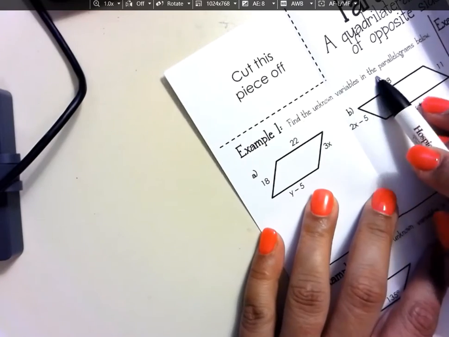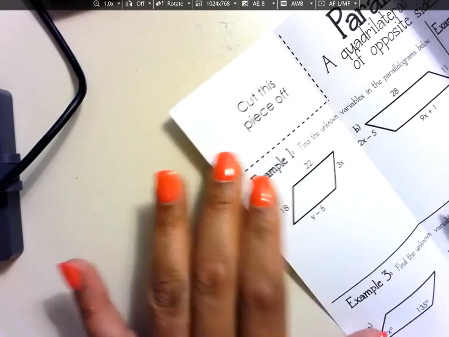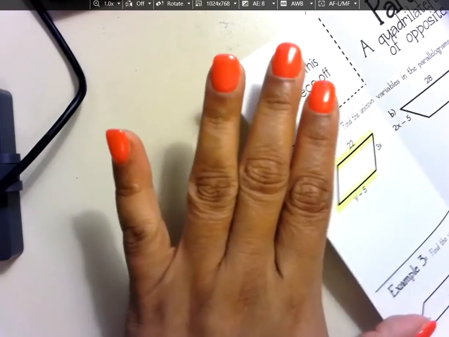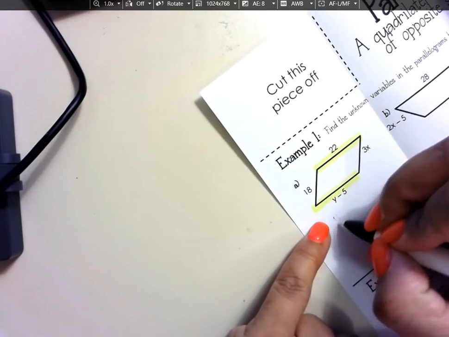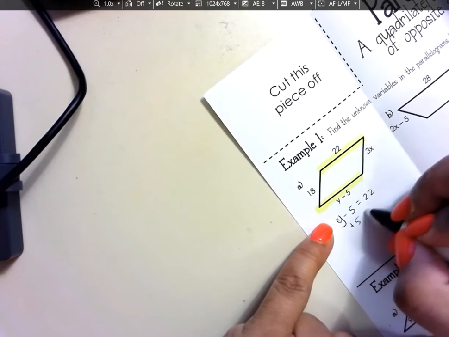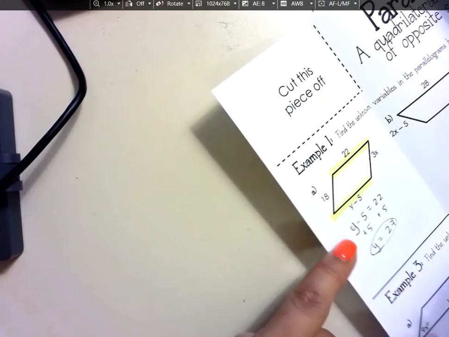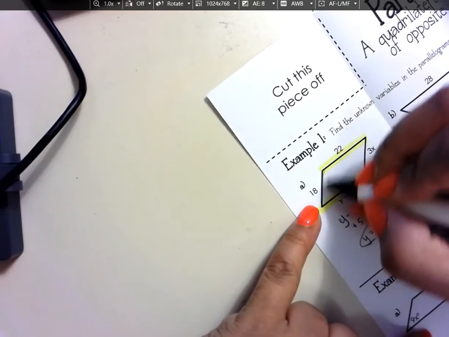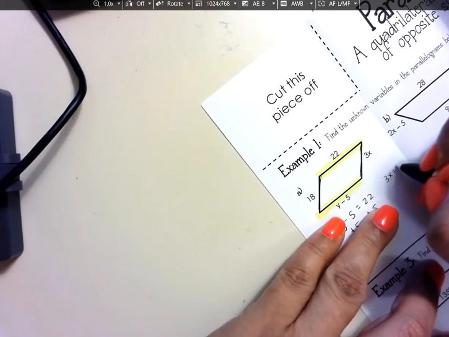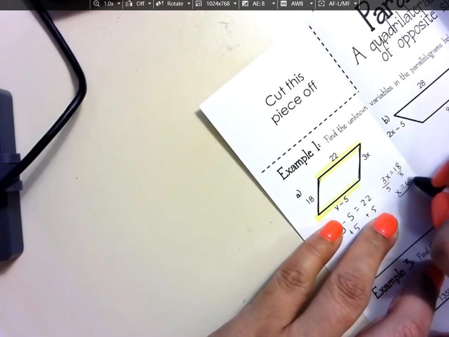We have to find the unknown variables in the parallelograms below. Opposite sides are parallel, so that means that this side right here is parallel to that side, and congruent to that side. So that means that y minus 5 equals 22. You add 5 to both sides and you get that y equals 27. You also have these sides right here and they are congruent. So that means that 3x equals 18. Divide both sides by 3. X equals 6. Okay.